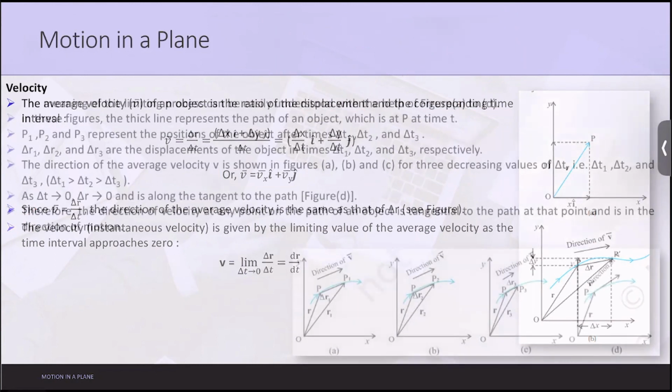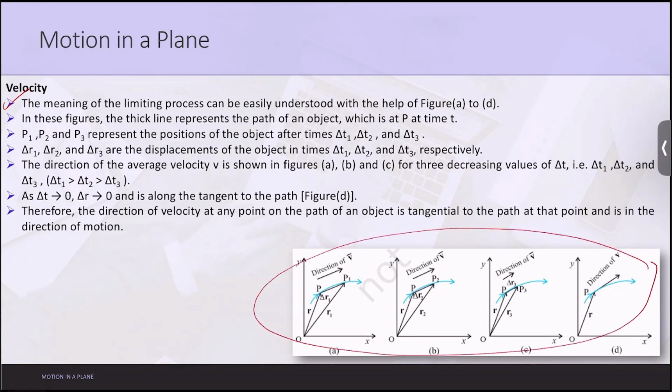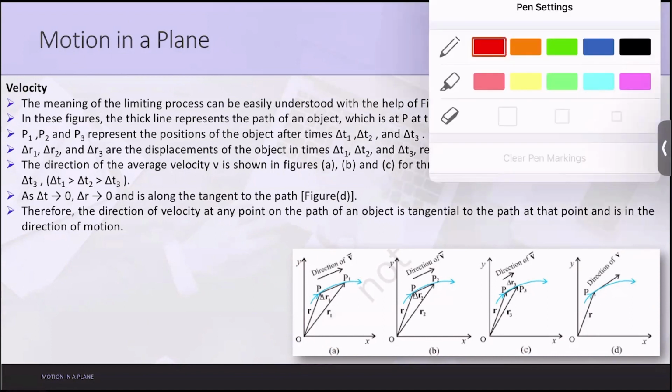So let's understand more about velocities here. We are trying to analyze how the direction of velocity changes as we try to decrease the value of delta t. So let us understand that first. Okay. So let me just reiterate. The meaning of the limiting process can be easily understood with the help of figures A to D. So we will use these figures to understand what happens when we try to decrease the value of delta t.